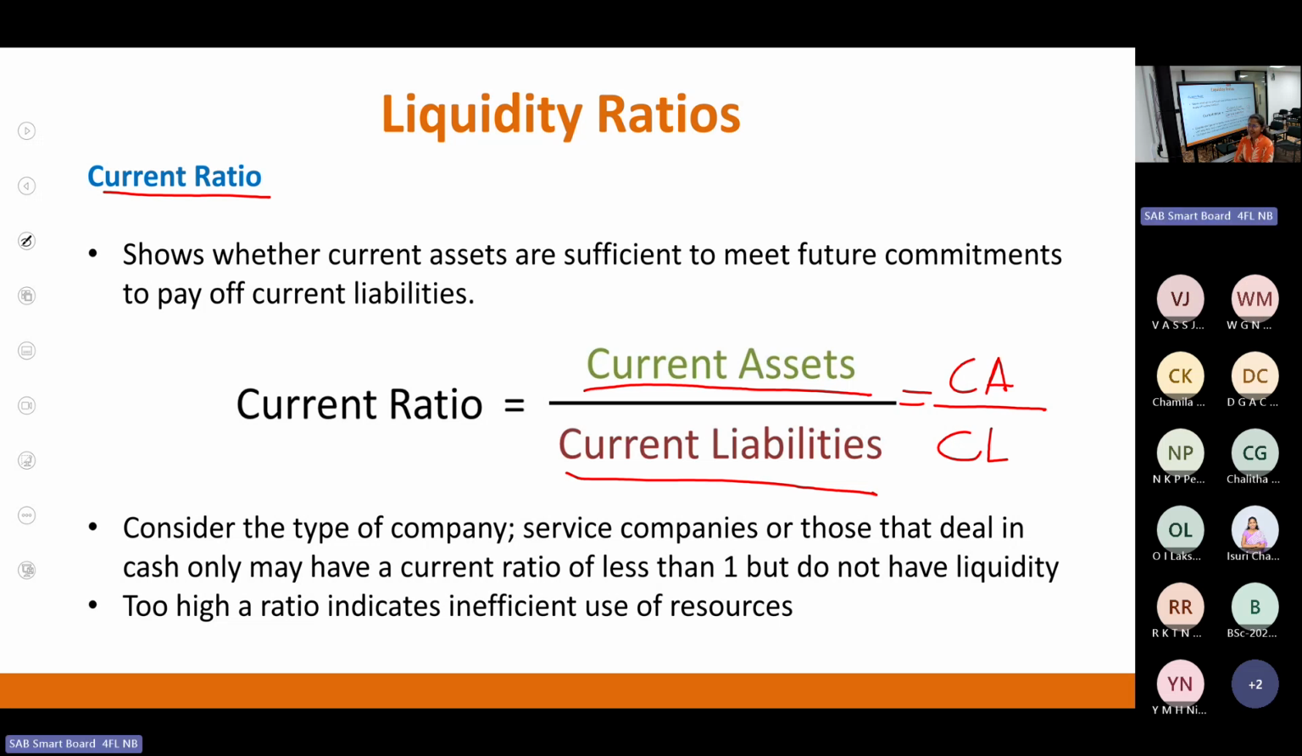What is the standard rate for the current ratio? Is that 1:1 or 2:1? Sure? 1:1? 2:1. Exactly, that is 2:1, right? Two current assets, there should be one current liability. Right.